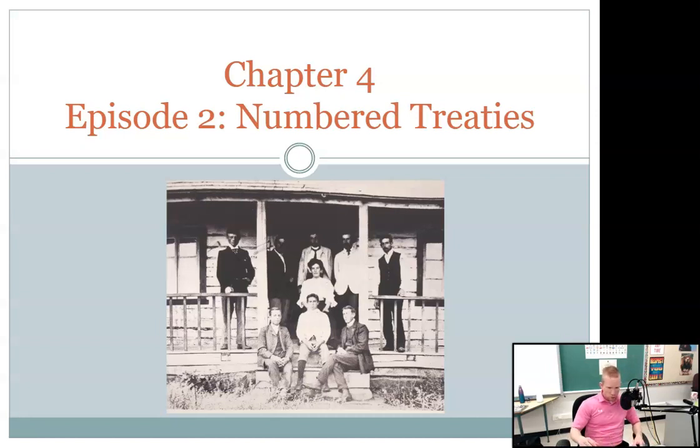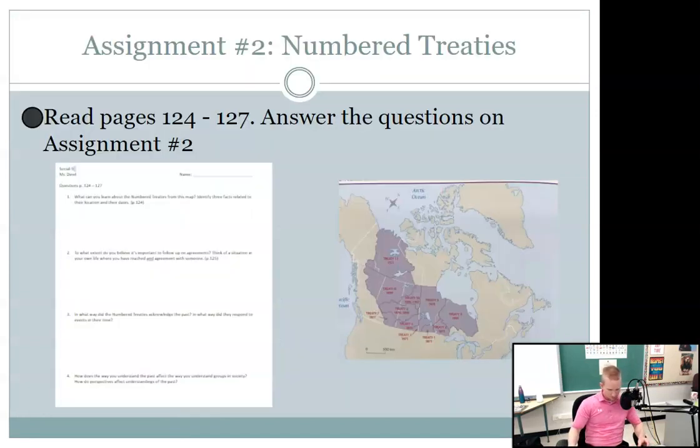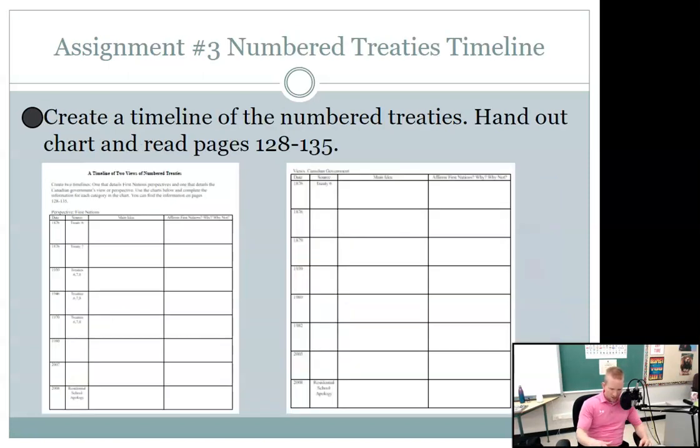I'm now on page 128. So once you get to page 128, you're going to Assignment 3. Assignment 2 is only pages 124 to 127, a few paragraphs. Assignment 3, the numbered treaties timeline, will take a bit more time. But page 128 is where it starts.